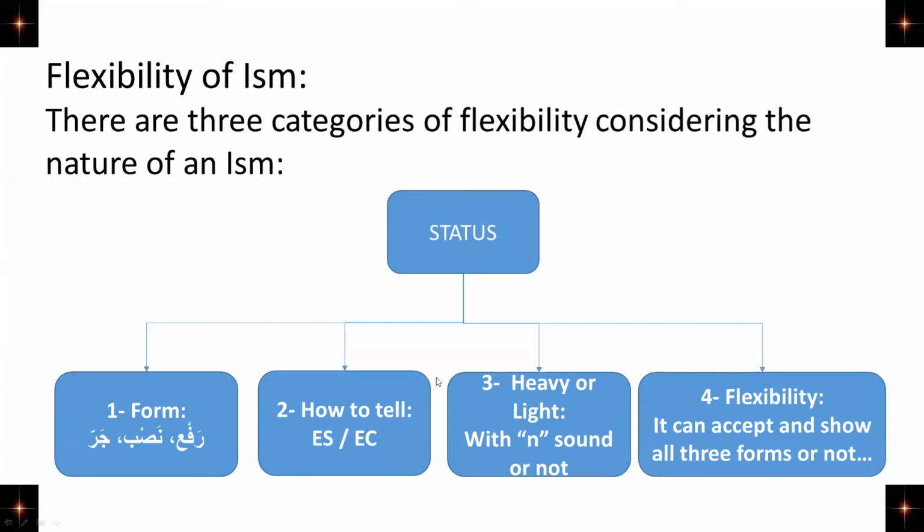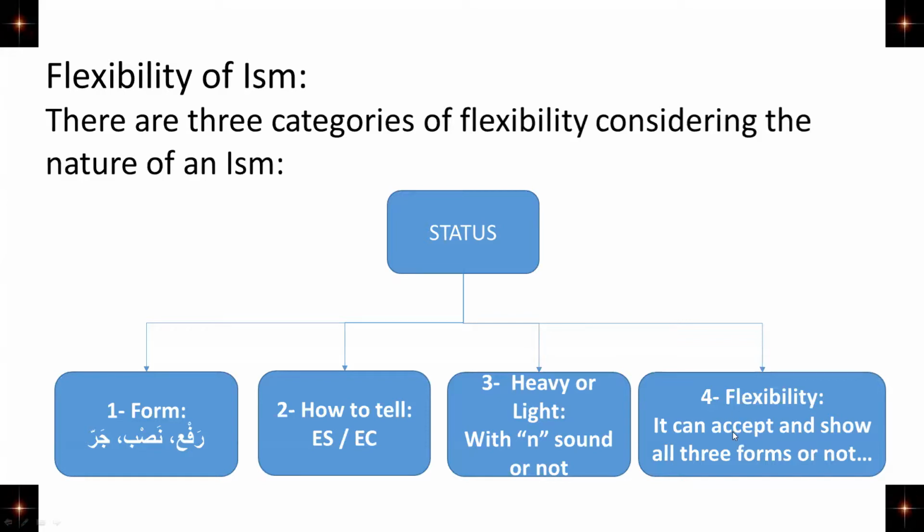Now, finally, we are going to look at this particular slide before we leave, but tomorrow we will come and explain more about this particular point, okay? This one, we will leave it for tomorrow, inshallah, and that is flexibility of an ism, okay? So we have spoken about the form, we have spoken about how to tell the ending sound and the ending combination, and then we have also mentioned how to know if the ending is heavy or it is light. Okay, these are all the categories, and then next we are going to look at the category of flexibility.